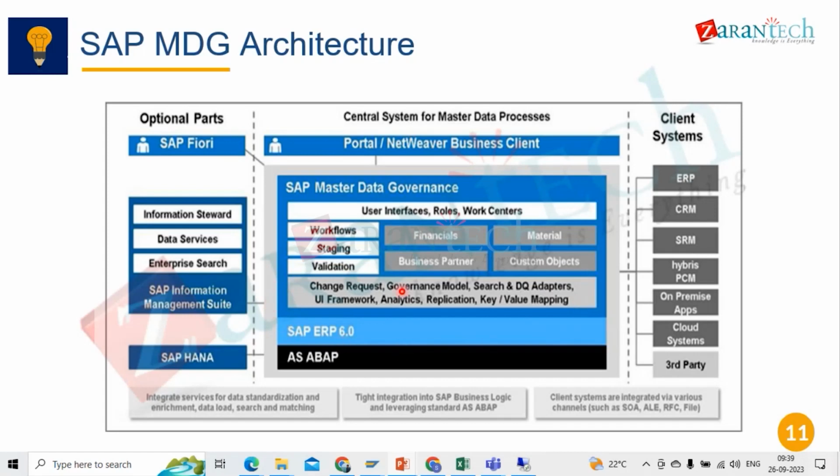And here you can see the UI framework. What is the UI framework? Each and everything the user interacts with is only this NWBC portal. It is the user interface provided by SAP. Users access it using the NWBC transaction code only. And here you can see replication. Once the final step is approved, the data will replicate to all the client systems.